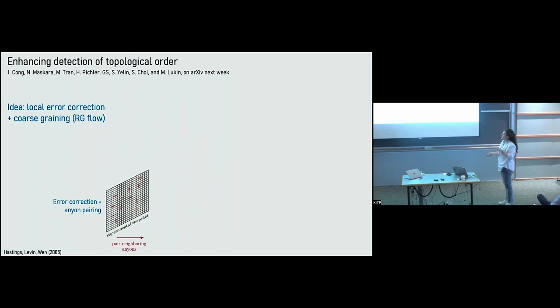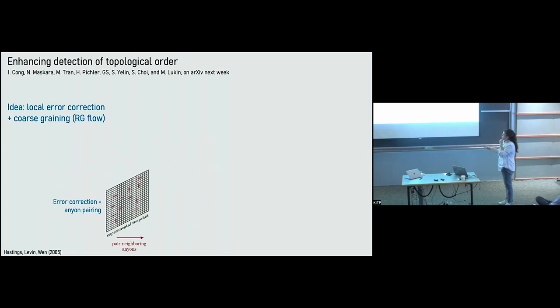So the idea of this enhanced detection, and this again is presented in this paper that will be on the arXiv hopefully in a week or so, is to use local error correction plus coarse graining, which mimics a way of recognizing phases similar to the RG flow. So let me show you how it works.